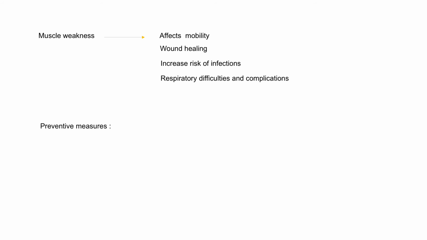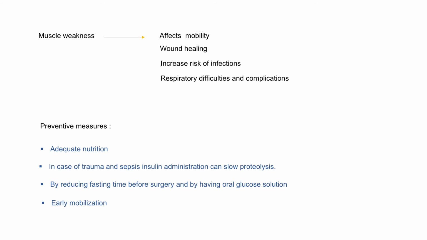Although amino acids derived from protein breakdown have important functions, excessive protein breakdown will result in different complications. It can result in muscle weakness that will affect mobility. It can also impair wound healing and can result in increased risk of infections. Involvement of respiratory muscles can result in breathing difficulties and other complications like pneumonia.